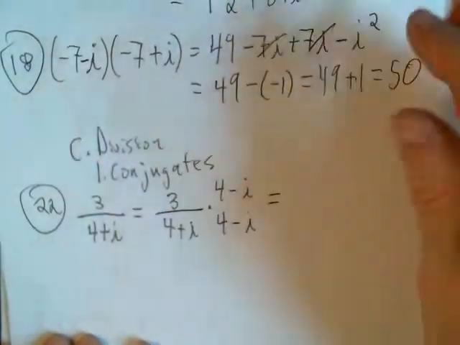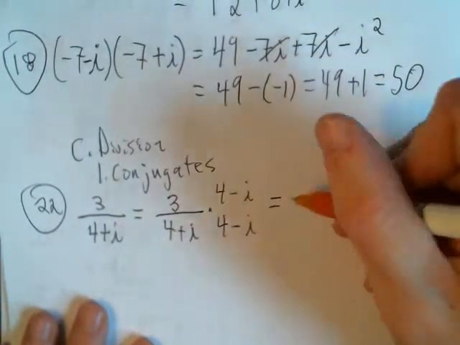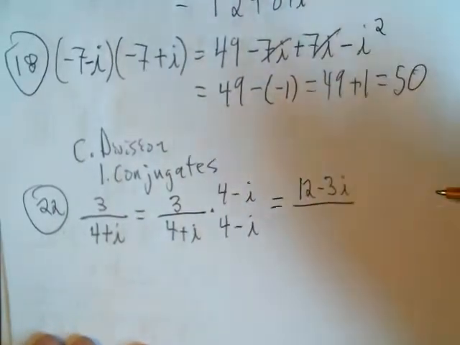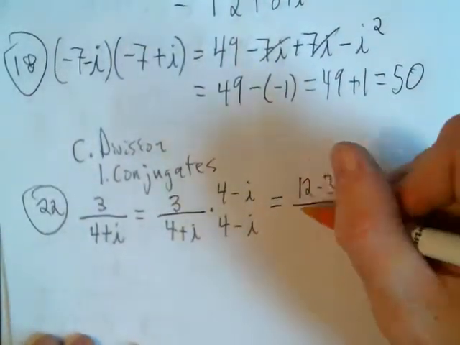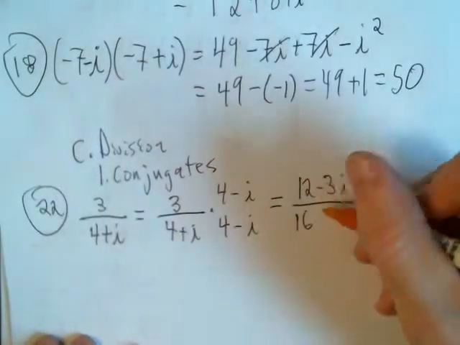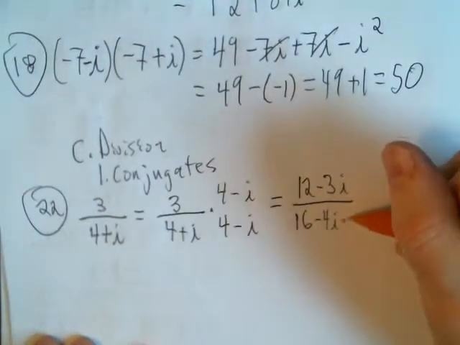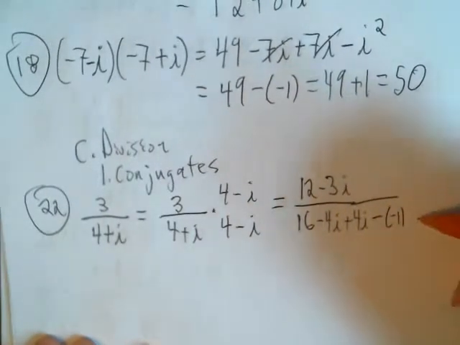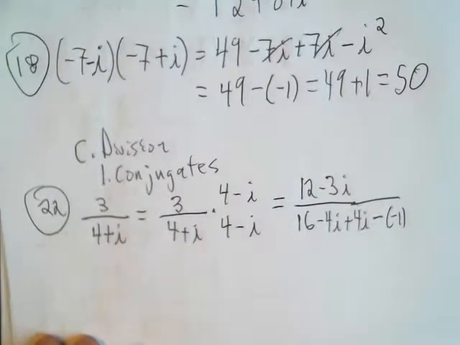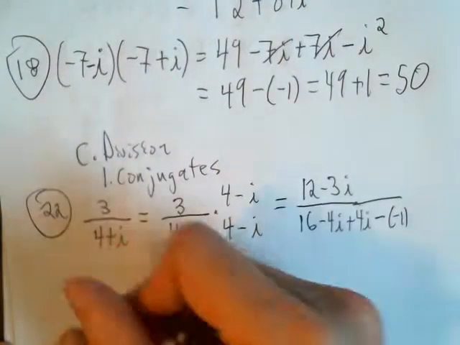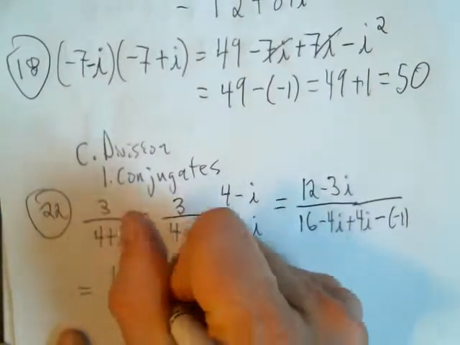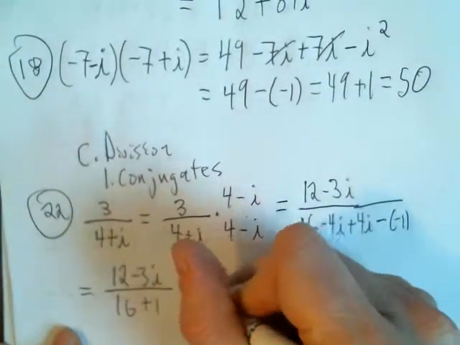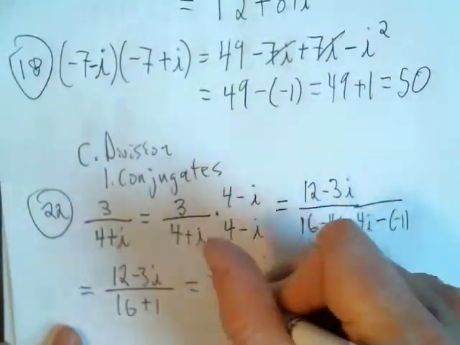So in the numerator, we have some distribution to take care of. So 3 times 4 is 12, minus 3 times i is 3i. And that's all over first, outer, inner, last, in the bottom. So you get first 16, outer, minus 4i, inner, plus 4i, and then last we have minus negative 1. Or if you'd rather, minus i squared, but that'll just be minus negative 1. Okay. So we'll have 12 minus 3i, and then that's all over apparently 16 plus 1. So that'll be 12 minus 3i over 17.